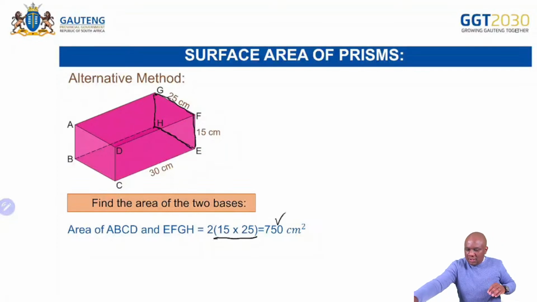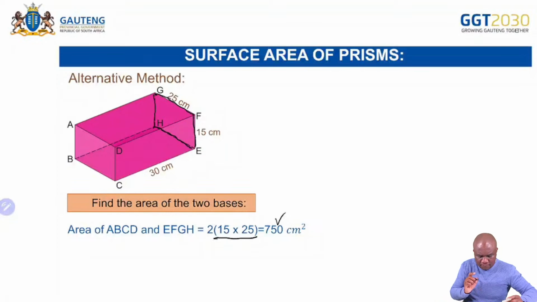Now we're left with this part. You see this part? Area of the two bases done, 750 square centimeters. This part now, we say the perimeter of the base times height of the prism. We add those perimeters, 15 plus 25 plus 15 plus 25, or just 2 times.